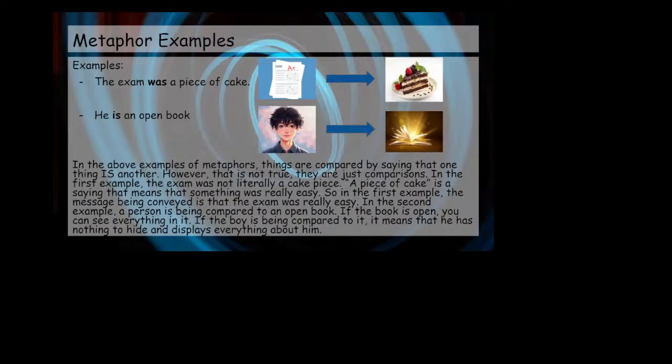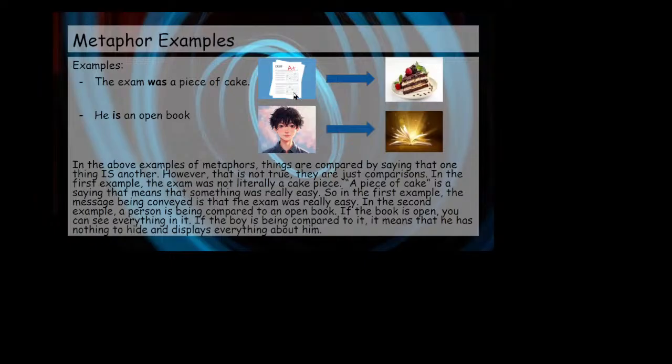In the second example, a person is being compared to an open book. If the book is open, you can see everything in it. If the boy is compared to it, it means that he has nothing to hide and displays everything about him. Let's say you have an open book. You can easily read the things in that book, right? Because it is open. This means that if the person is an open book, you can easily know things about them. They don't hide anything.